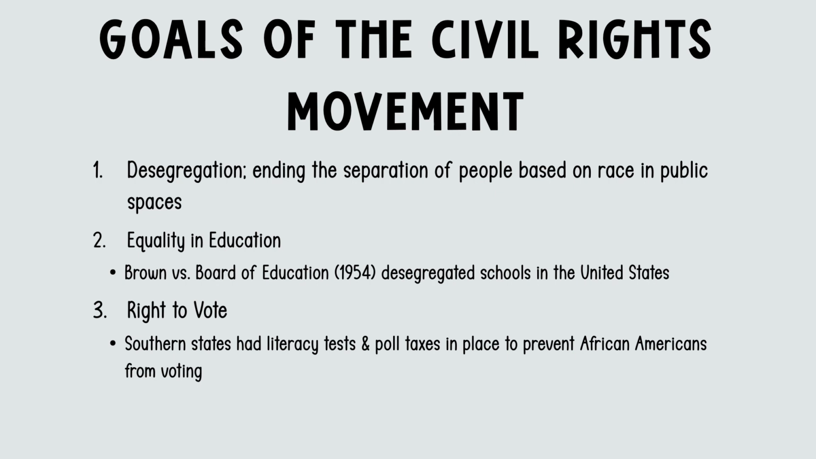In conclusion, the goals of the Civil Rights Movement were centered around achieving desegregation, ensuring equality in education, and securing the right to vote for all citizens. Through perseverance, activism, and legal challenges, the Civil Rights Movement made significant strides towards achieving these objectives and advancing the cause of equality and justice for all.